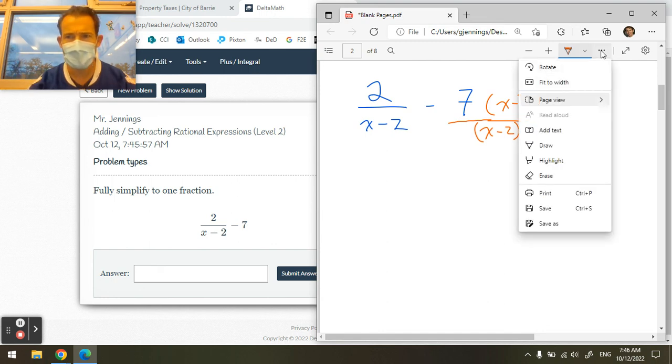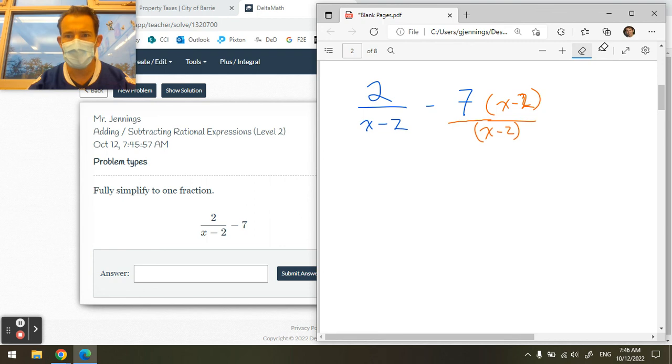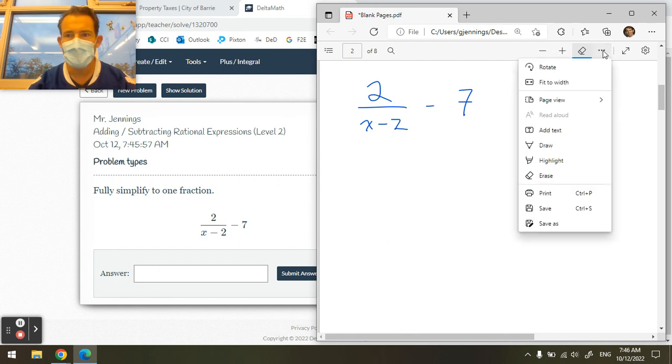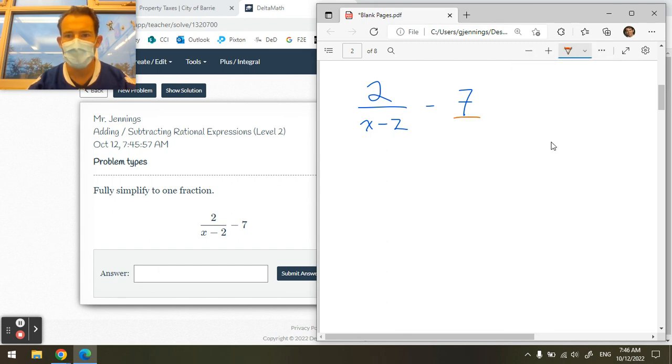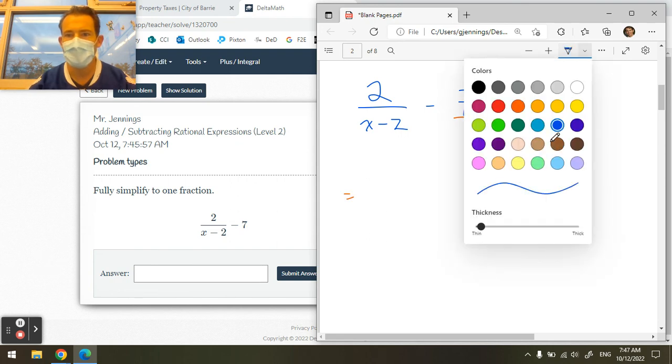And I said work tidily, so let's tidy up my work. I see that that's really janky. Okay, it's going to help you to see that 7 could be written as 7 over 1. And then you're going to multiply top and bottom by x minus 2 over x minus 2. Okay, so that's going to give you another line that will look like this.